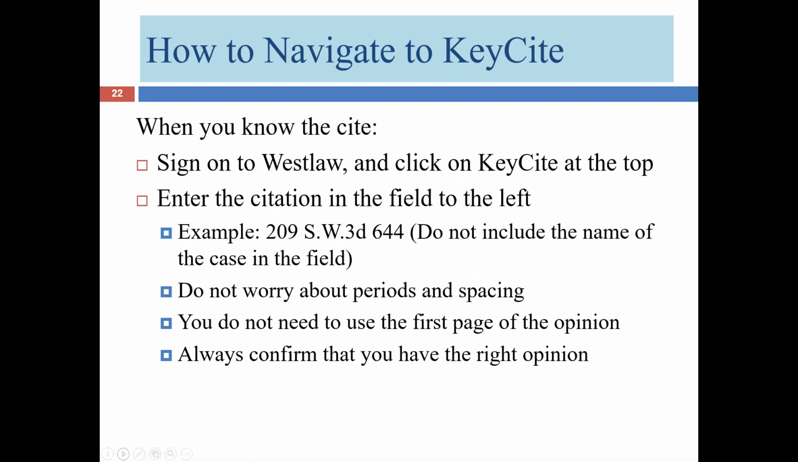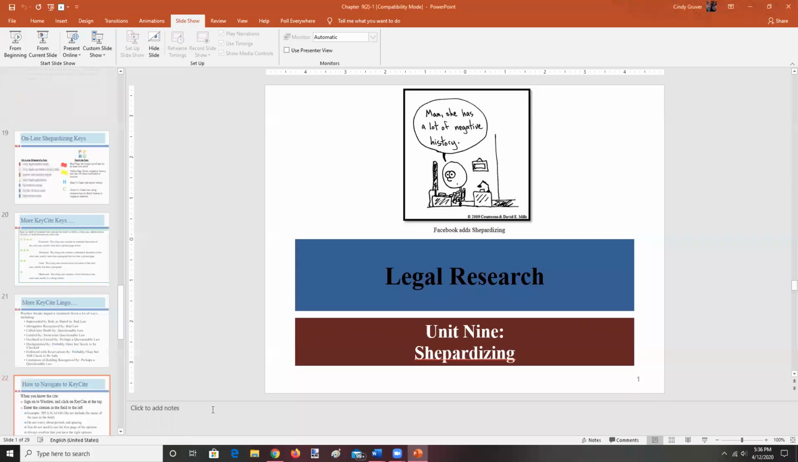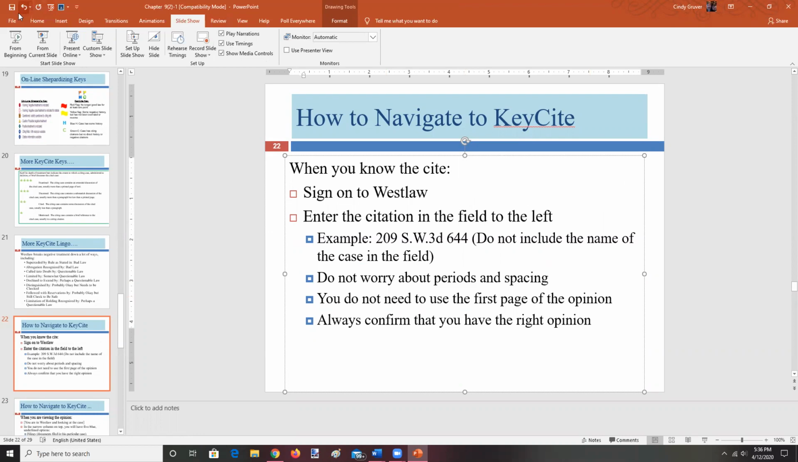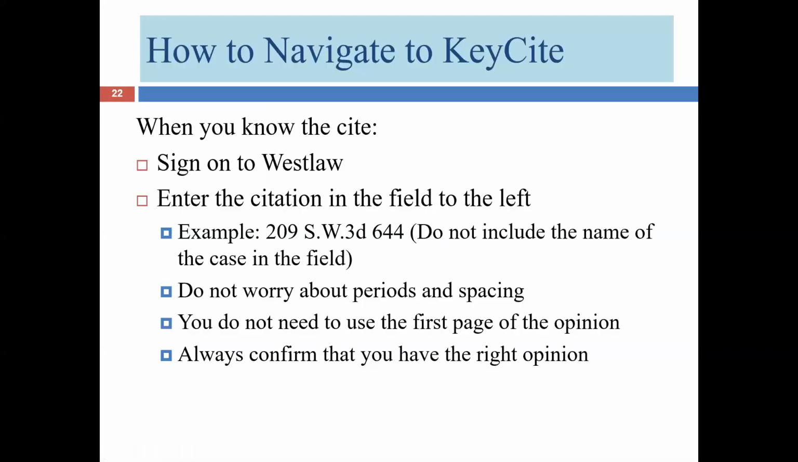So we're going to go through the process of key citing in a couple of minutes on Westlaw, but of course you're going to need to get into Westlaw. Now this key cite part is not really necessary anymore, so let me click out of that. You really don't need to use KeyCite as a separate tool in Westlaw anymore. You can just go into Westlaw and enter into that big search box the name of the case or the citation that you're looking for.